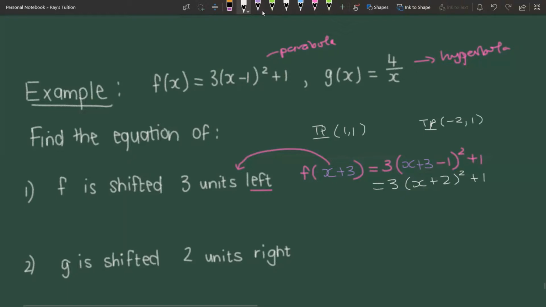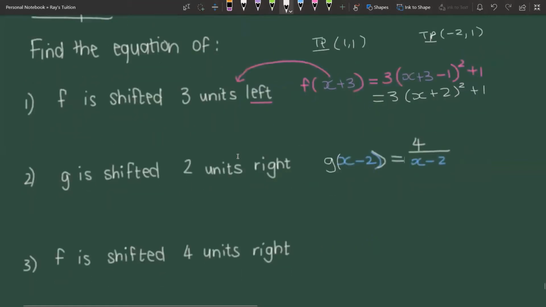The next one is we're shifting g 2 units to the right. So the equation is g of (x minus 2), because to shift it 2 units to the right, it's x minus 2. What does that mean? It means in the place of x, we're going to put x minus 2. So then it's 4 over (x minus 2). And that's the new equation of the hyperbola.